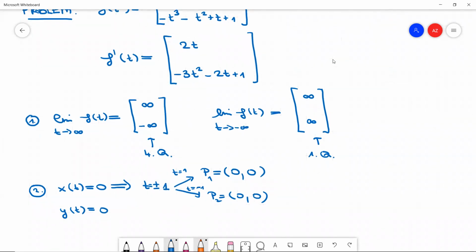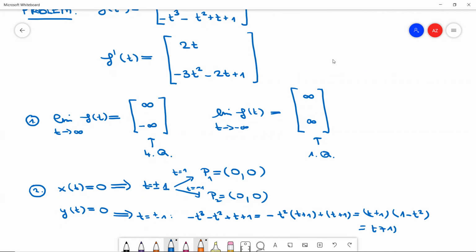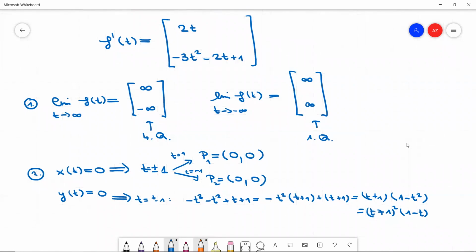And for y of t equal to 0, now we already know that t equal to plus minus 1 are solutions. But is there another? So we have minus t cubed minus t squared plus t plus 1. We can write this as minus t squared times t plus 1, plus t plus 1. And this is t plus 1 times 1 minus t squared. It is t plus 1 squared times 1 minus t. So minus 1 and plus 1 are in fact all the solutions. There are no other solutions. So those 2 points are intersections with the coordinate axes.